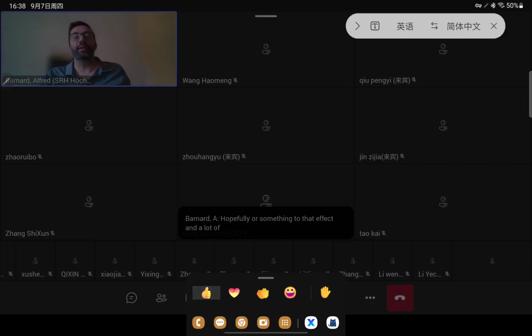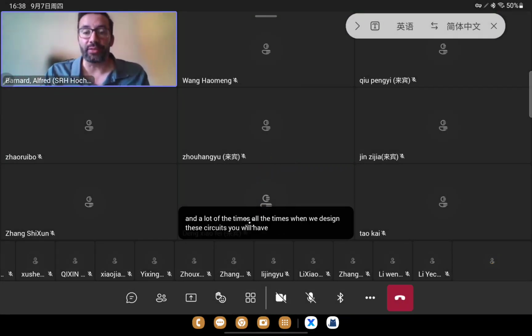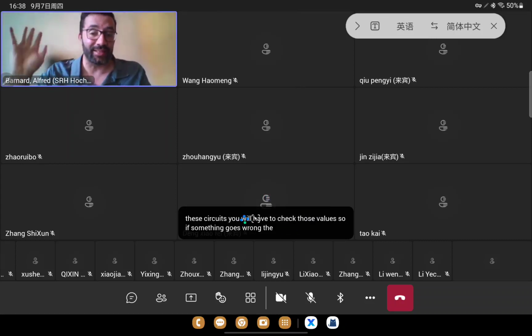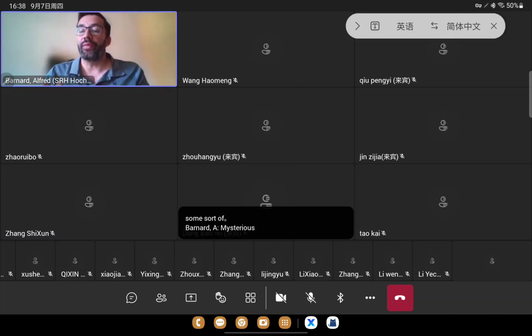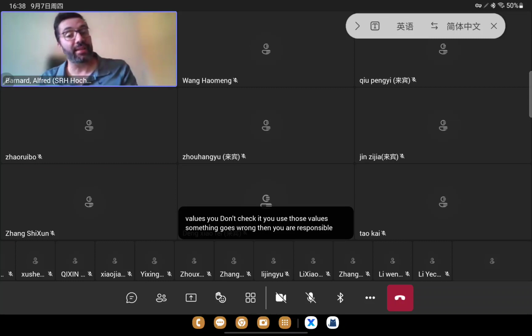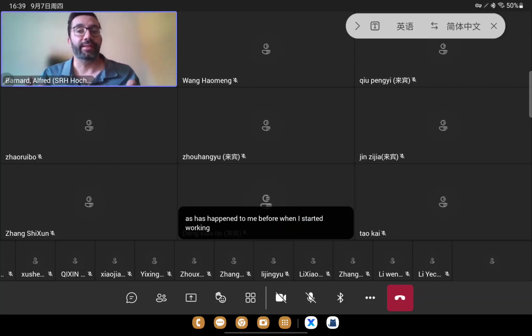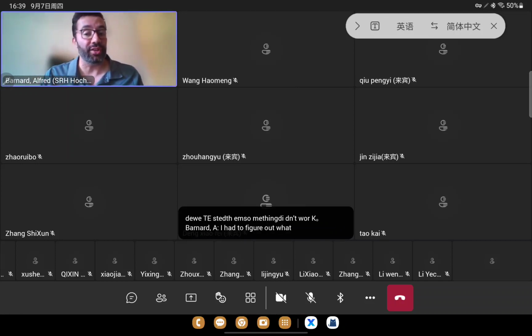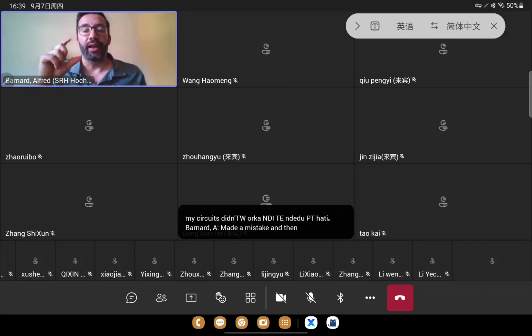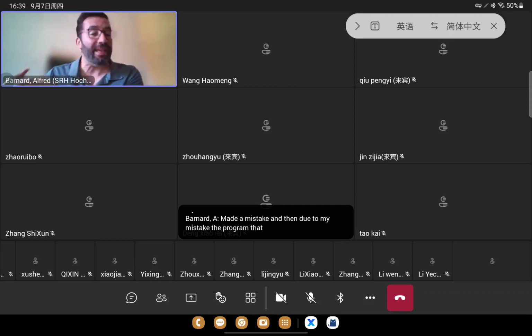And a lot of the times, when we design these circuits, you will have to check those values. If something goes wrong, the program acts in some sort of mysterious way and gives you the wrong values, you don't check it, you use those values, and something goes wrong, then you are responsible. And that has happened to me before when I started working. I designed a circuit, simulated it, used the values that it gave me, and didn't think of it. But then, like a week later, when the boards were being made, we tested them, and something didn't work. I had to figure out what was wrong, why my circuits didn't work, and it ended up that I made a mistake, and then due to my mistake, the program that I was using just repeated that mistake, and then it ended up that the circuits didn't work.